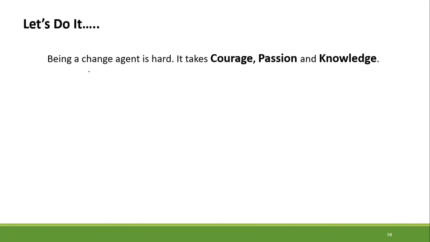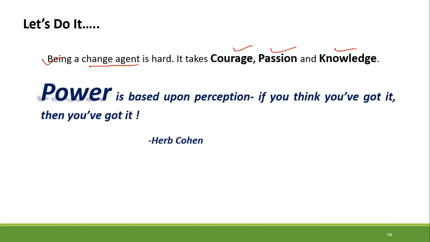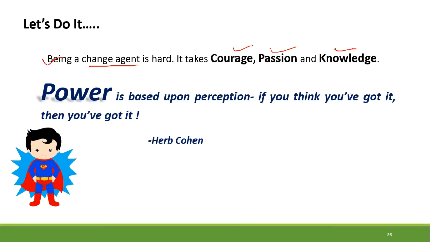But I understand that being a change agent is hard. It's not easy, it was never easy. It takes courage, it takes passion, it takes knowledge. But always remember this quote from Herb Cohen, who says that power is based upon your perception. So if you think you have got it, then you have got it. If you think that I have this power, I can do it, if you have that perception, then you can absolutely do that, and you will get that power.